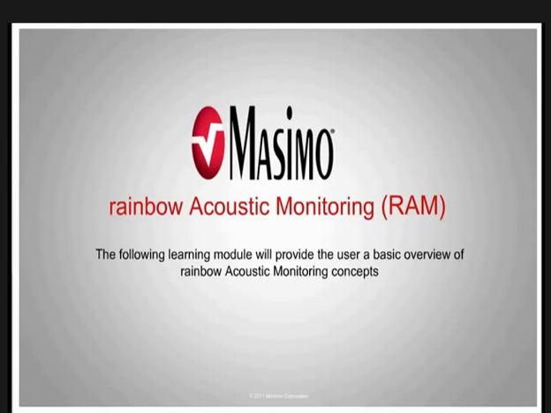This module will discuss Masimo Rainbow Acoustic Monitoring. Respiration rate is an important vital sign. Manual methods of determining respiration rate are intermittent and have proven to be unreliable. Continuous methods have limitations. Either they are not accurate or are poorly tolerated by patients.